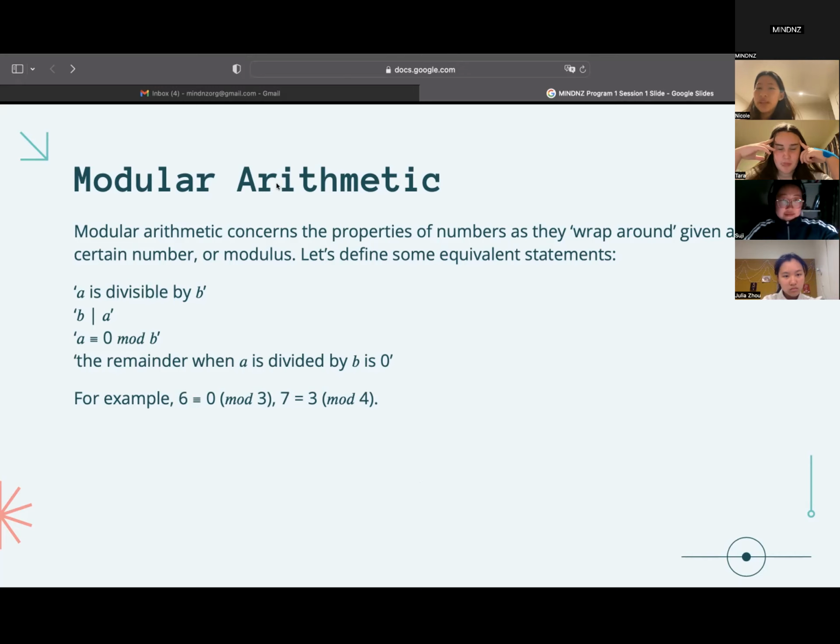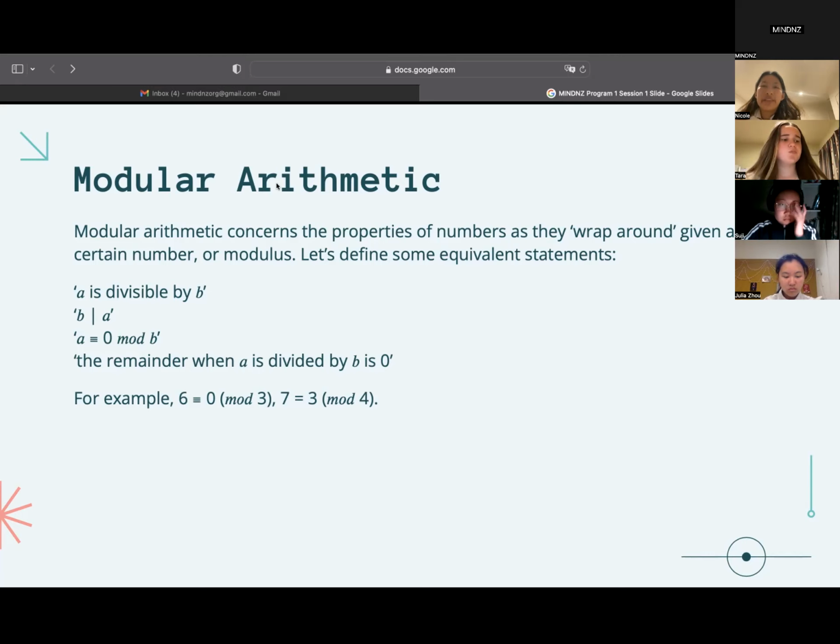Oh, we got one response. Yeah, it's probably a bit new for some people, but good job. It means congruent. In this scenario, it says that A, in mod B, is the same as 0, because when you divide by B, the remainder is 0.